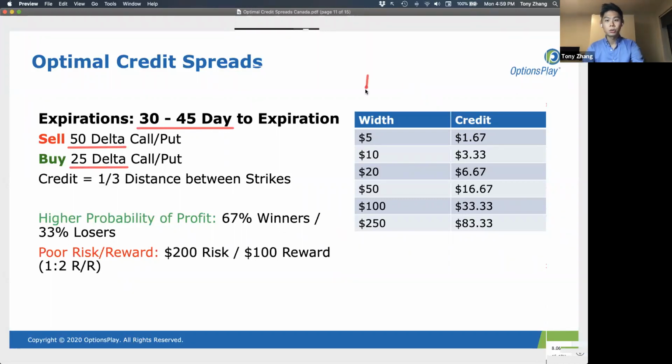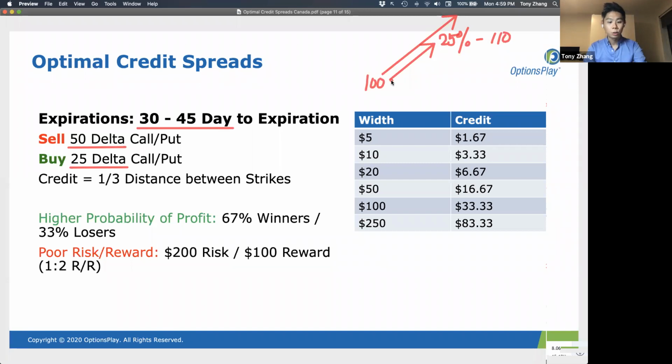So if the stock is currently trading at $100, you would either sell a $100 call or $100 put. And then if it's a call spread, when we say a 25 delta, what that means is that you're trying to pick a strike price where there's only a 25% chance that the stock is going to be above that price. So a 25 delta or 25% probability might be something like maybe a 110 strike price, meaning there's only a 25% chance that the stock will be above 110 at expiration.